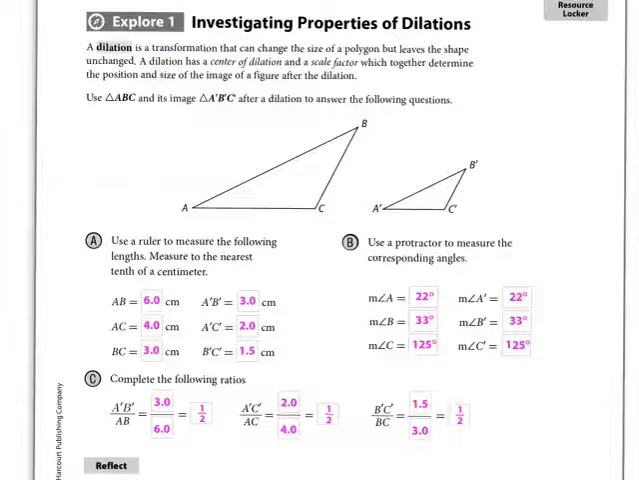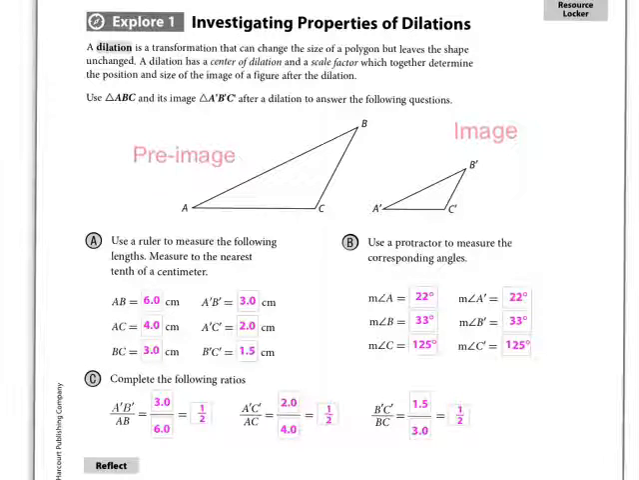A dilation has a center of dilation. The center of dilation will be a point that we're going to be referring to. And the scale factor we talked about is a fraction that explains the enlargement or the reduction, and together they determine the position and the size of the image of the figure after it's been dilated. So let's take a look at our triangles here. They're going to use triangle ABC. That's this first triangle. And its image. So this must be the pre-image. So let's write that down.